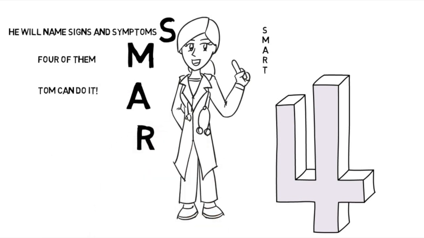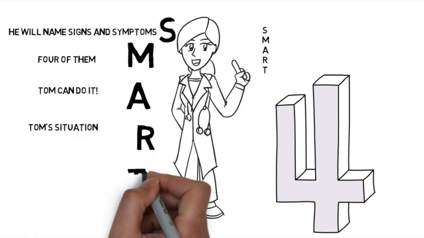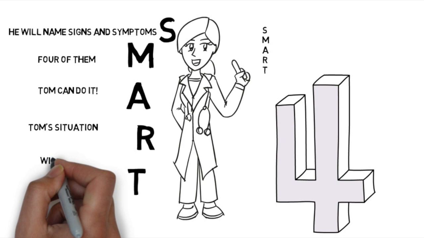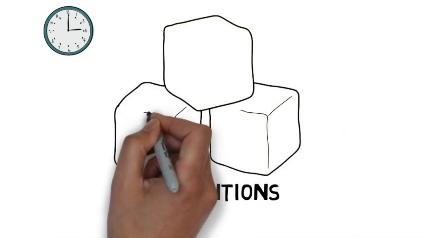Next, the goal is relevant. Identifying an infection is connected to Tom's situation and care. Finally, it's timely. We stated that we want to reach this goal by the end of the shift, so we've listed a specific time. Now we must develop interventions to match this goal. What do we need to do so that Tom reaches this goal?